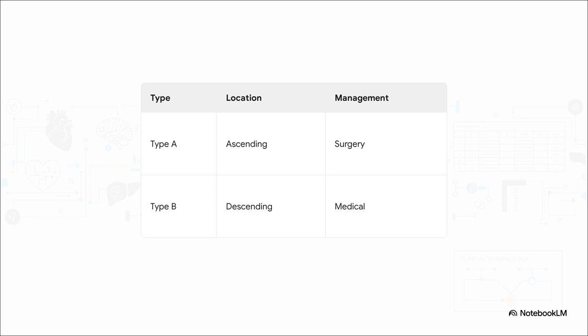Type A dissections involve the ascending aorta, regardless of where the initial tear started. These are absolute surgical emergencies. You're mandating an emergent sternotomy and repair because of the massive risk for coronary involvement, aortic regurgitation, and cardiac tamponade. On the flip side, type B dissections do not involve the ascending aorta. For these, you strictly manage them medically with that heart rate and blood pressure control sequence we just covered. You're only looking at surgery or endovascular intervention if they develop complications like end-organ ischemia or active rupture.